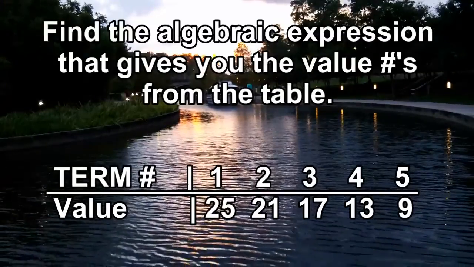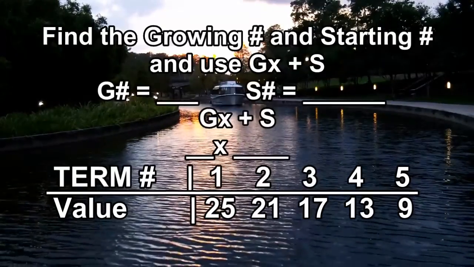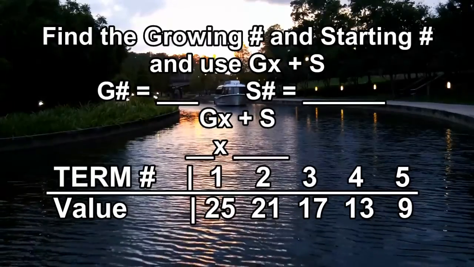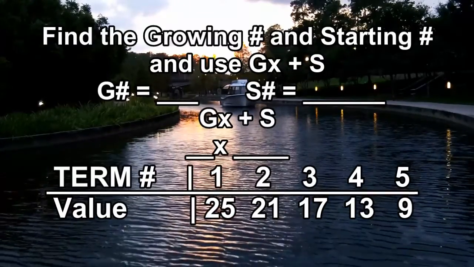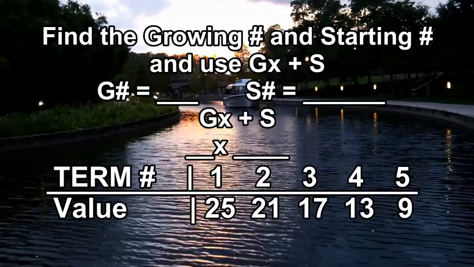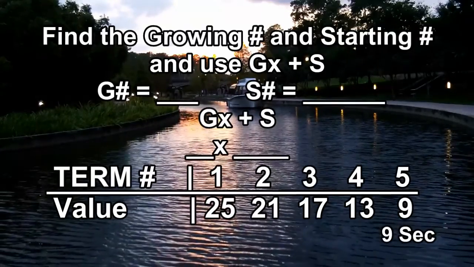Let's change things up. See if you can find the algebraic expression that gives you the value numbers from the table below. Remember to find the growing number and starting number and use Gx+S.